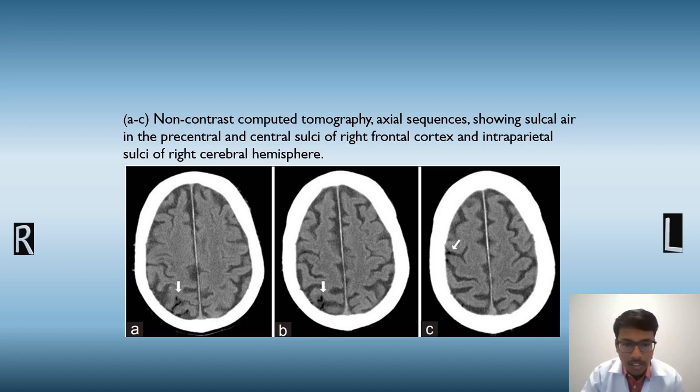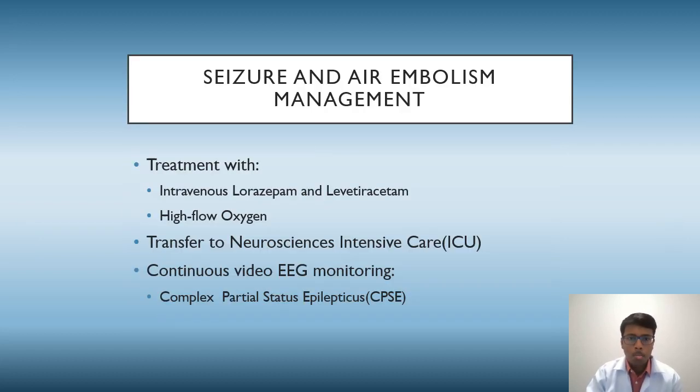Here we can see the hypodense or dark colored sulcal air, which is present in the precentral sulci and central sulci of the right frontal cortex and in the intraparietal sulci of the right cerebral hemisphere.